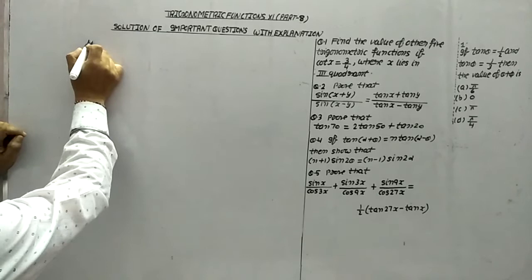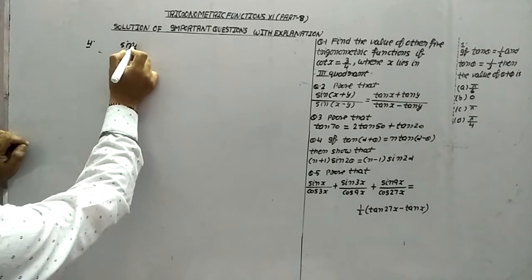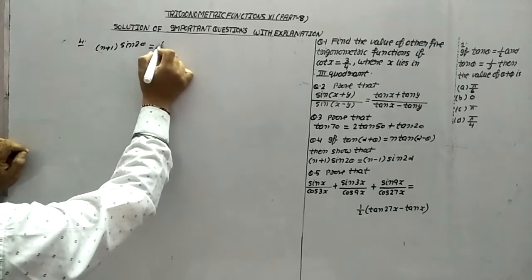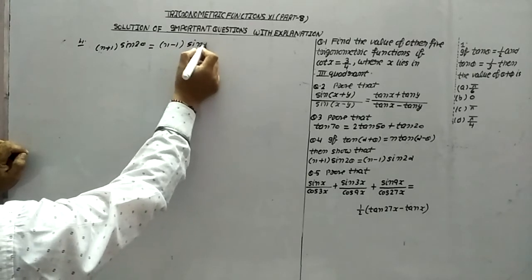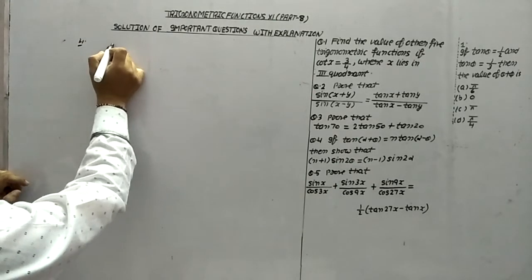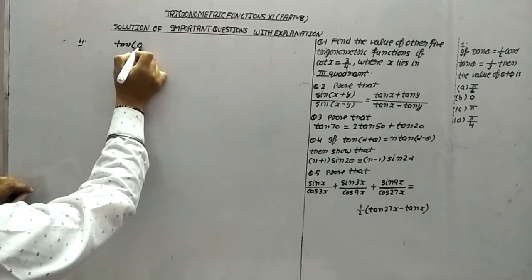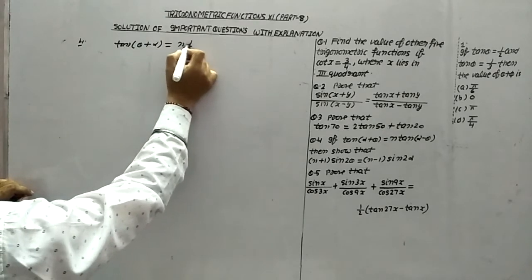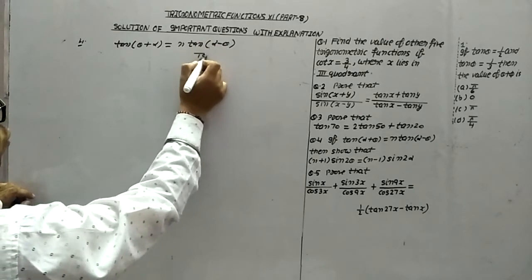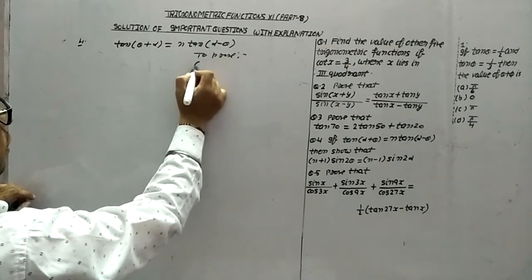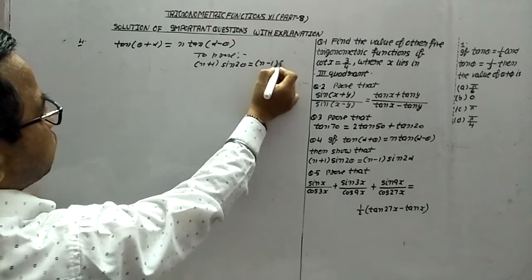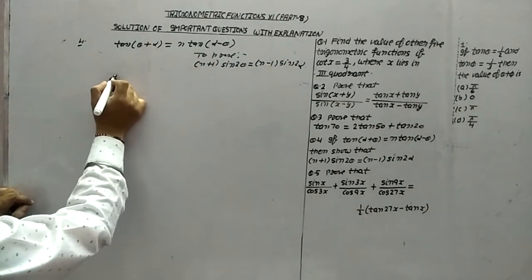Look at this. In question number 4 we have: if tan(theta plus alpha) is equal to n tan(alpha minus theta), we have to prove that (n plus 1) sine 2 theta is equal to (n minus 1) sine 2 alpha. Now let's start with this part.